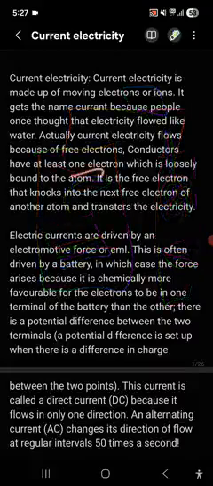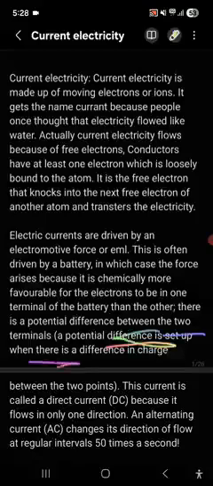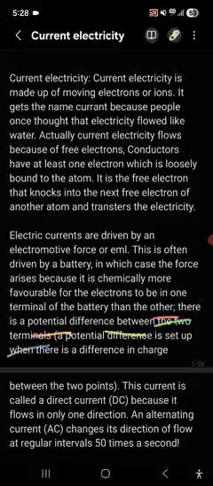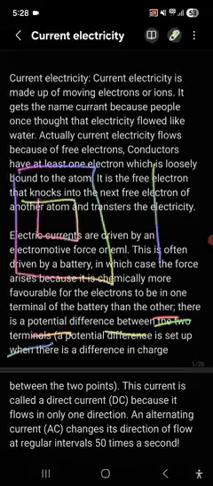There's a potential difference between the two terminals. A potential difference is set up when there is a difference in charge between two points. So when there's a potential difference between two terminals, there's a battery here, and then there's a battery here.